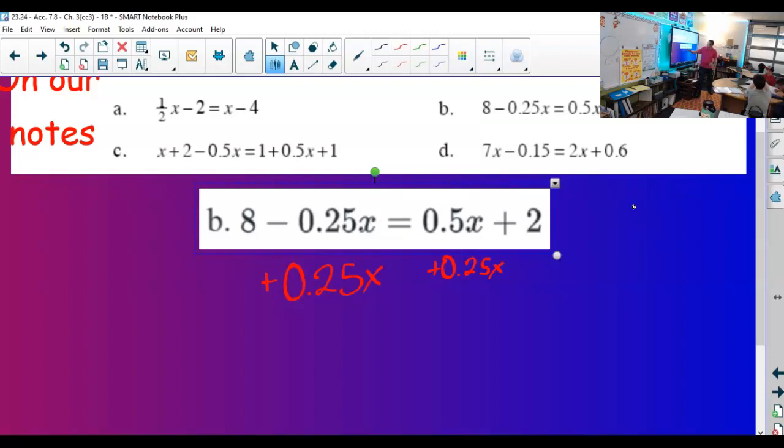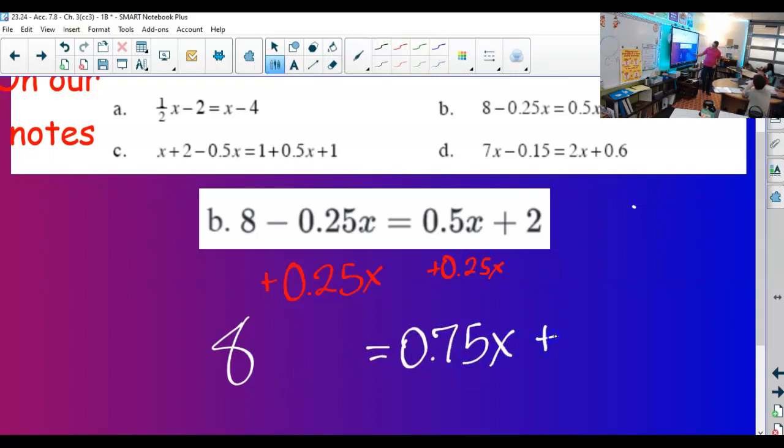Eventually they just break. 8 plus, this is gone now, so I don't even need the plus, equal to 0.75x plus 2.